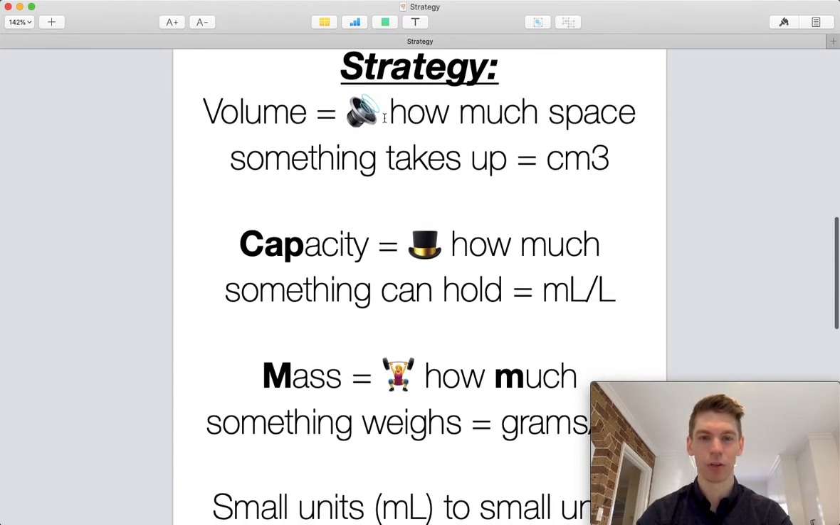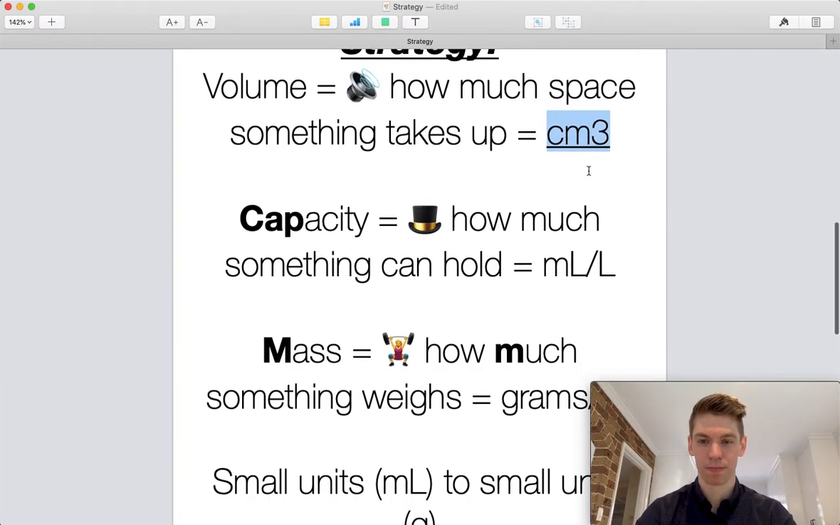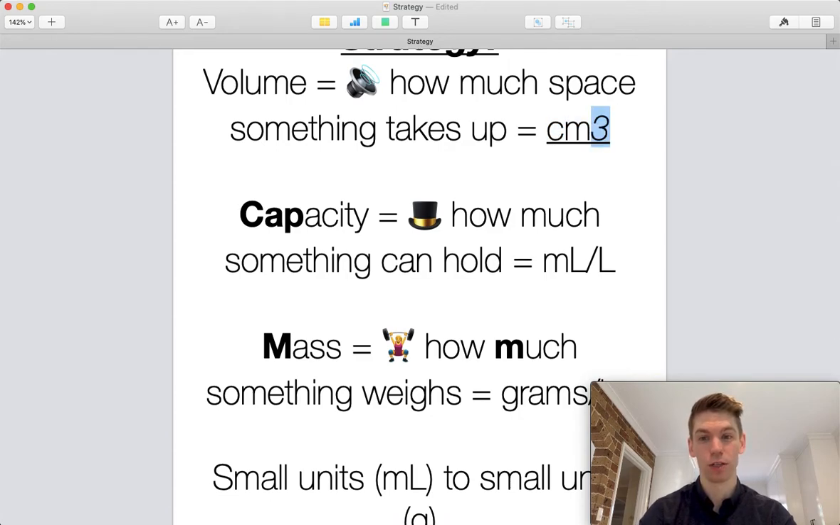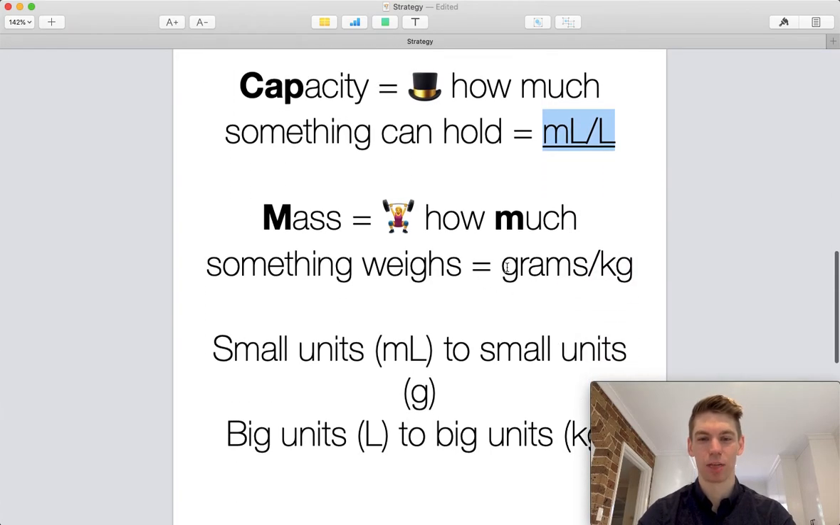And like I said, volume is how much space something takes up, like the volume ring spreading out. We measure that in centimeters cubed. Important to have the cubed. You have to have this cube symbol. You guys can just do a 3, that's fine. Capacity is how much something can hold, like the cap: milliliters and liters. And mass is how much something weighs: grams or kilos.